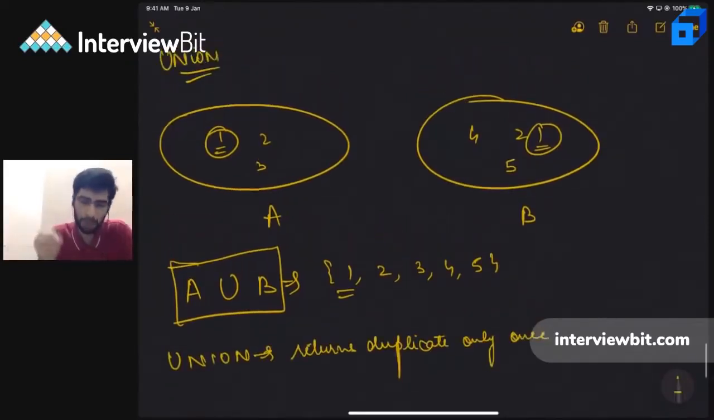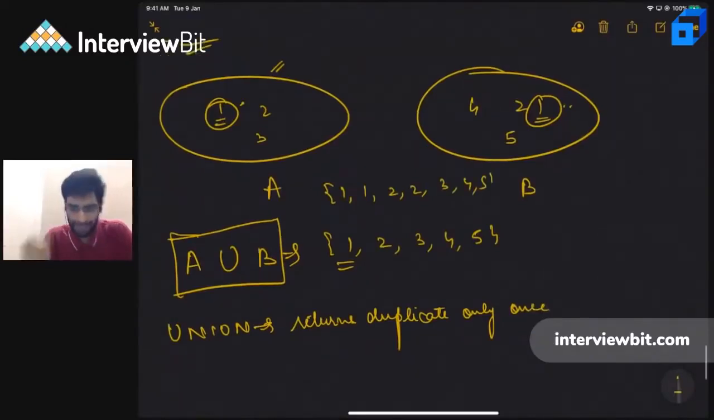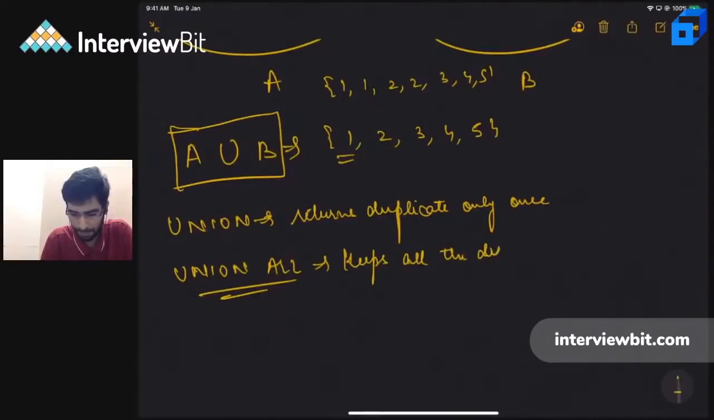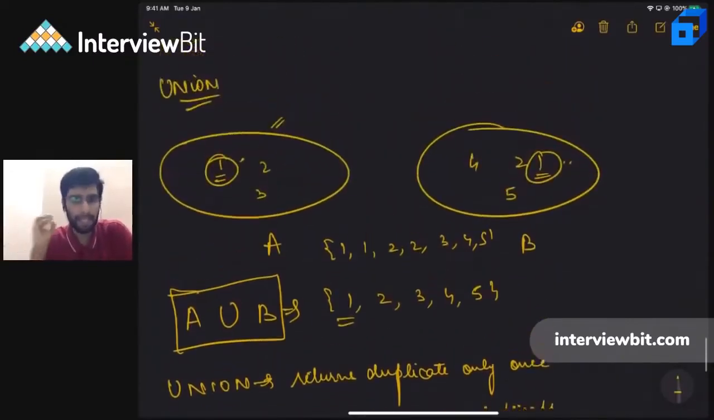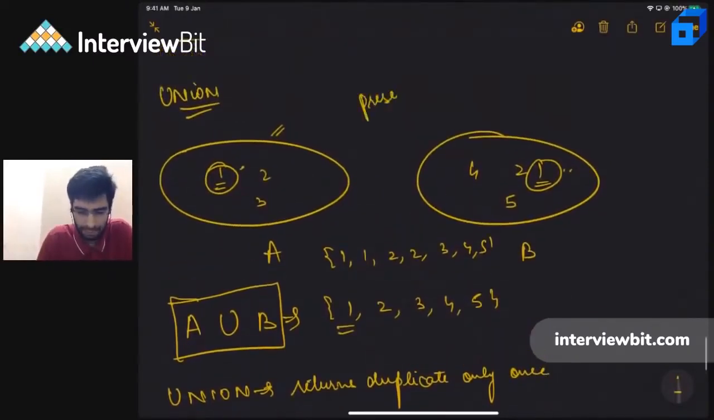But what if 1 is present here and here as well, and you need to return it twice? What if you want to return 1, 1, 2, 2, 3, 4, and 5? For this, there is UNION ALL in SQL. UNION ALL keeps all the duplicates. So what the union statement basically does is return all the values that are present in any of the sets.